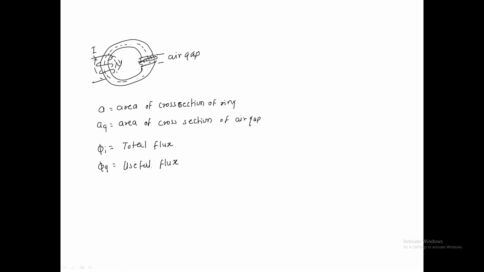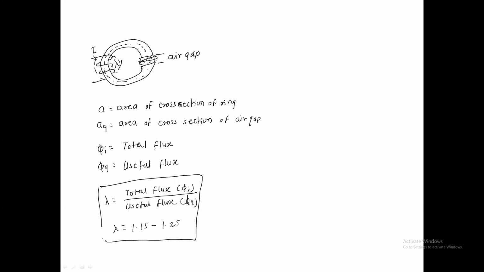Now we know the formula for lambda, and its value is always greater than 1. So definitely it is nothing but total flux upon useful flux. It can be denoted as phi I for the total flux and phi G for the useful flux, and the value of lambda is always between 1.15 to 1.25. This is one formula.